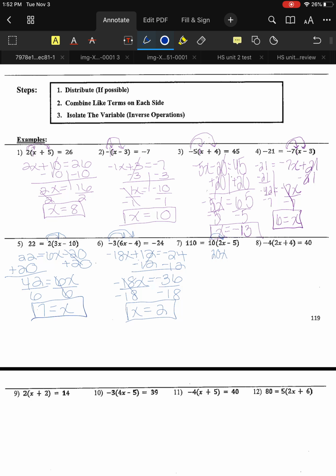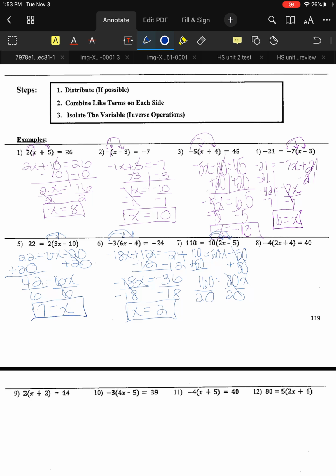Problem number 7, 10 times 2x is 20x. 10 times a negative 5 is a negative 50. Equals the 110 on the other side, which again, you can move to the right side if you'd rather it over there. The opposite of subtracting 50 is to add 50 to bring it over to the 110. I have 160 equals 20x, sorry.